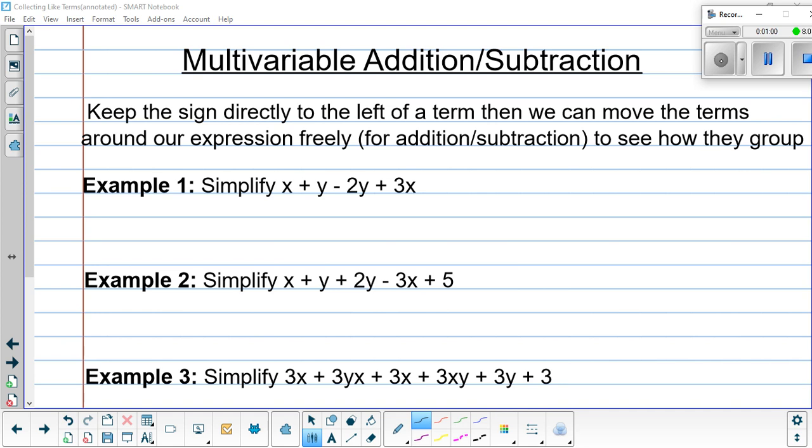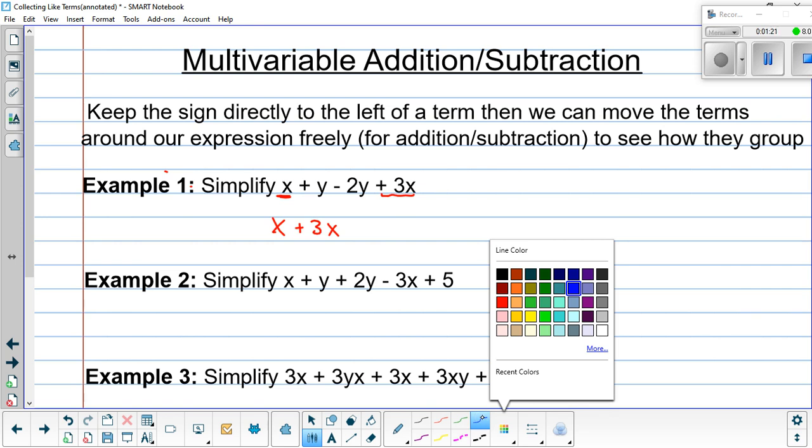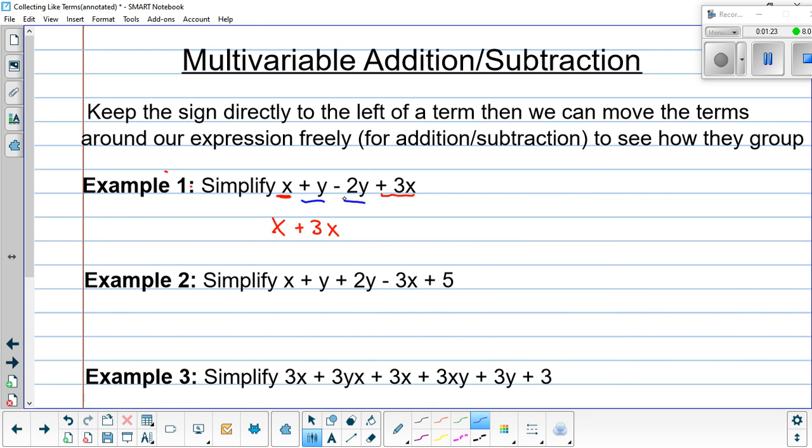We're going to do the same process of underlining or circling, whatever works for you. If you don't only have one color, circling and underlining in combination can help. So here, x, and then we have plus 3x. I'm going to rewrite this as x plus 3x. Secondly, we look at plus y and minus 2y. So if we look in red, we have x plus 3x. We know that there are 4 x's there. And we have y minus 2y. So 1 minus 2 is negative 1y, which we just state as negative y.